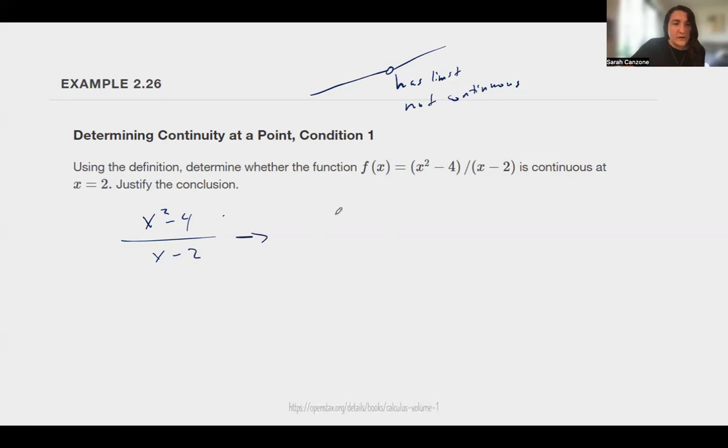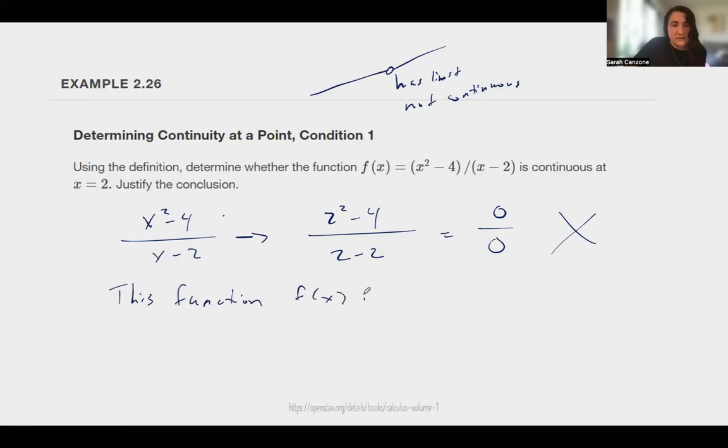When we plug in 2, we get 2 squared minus 4 over 2 minus 2, which is 0 over 0, which is not good. Therefore, this function f of x is not continuous, specifically at x equals 2. In fact, it'll be continuous everywhere except x equals 2, but it's specifically not continuous at 2.